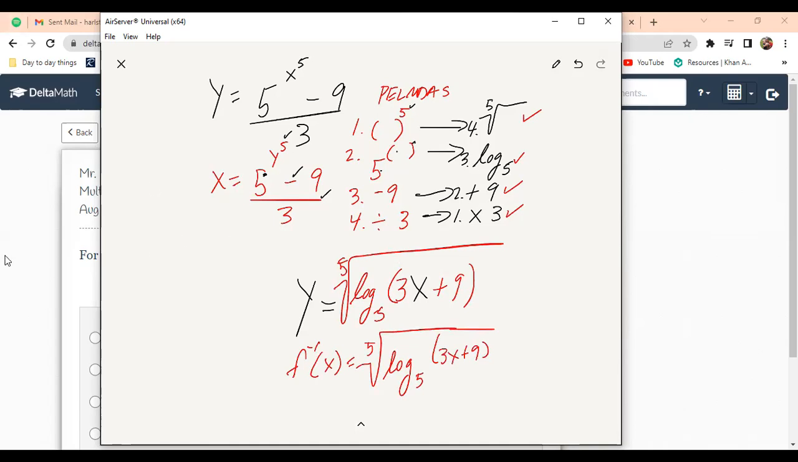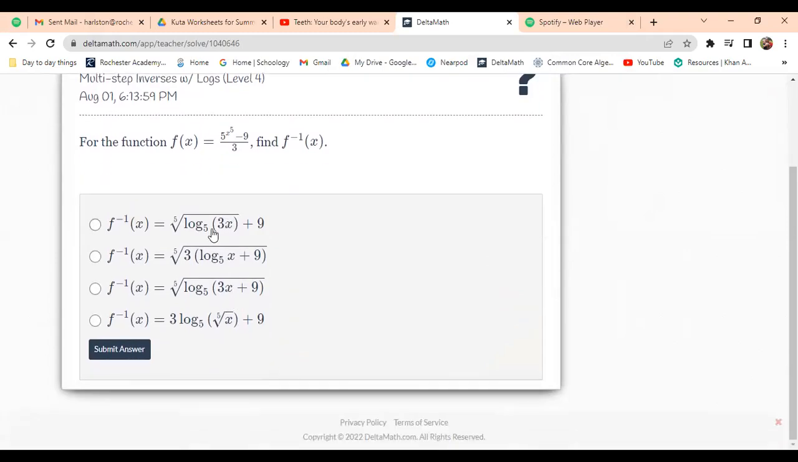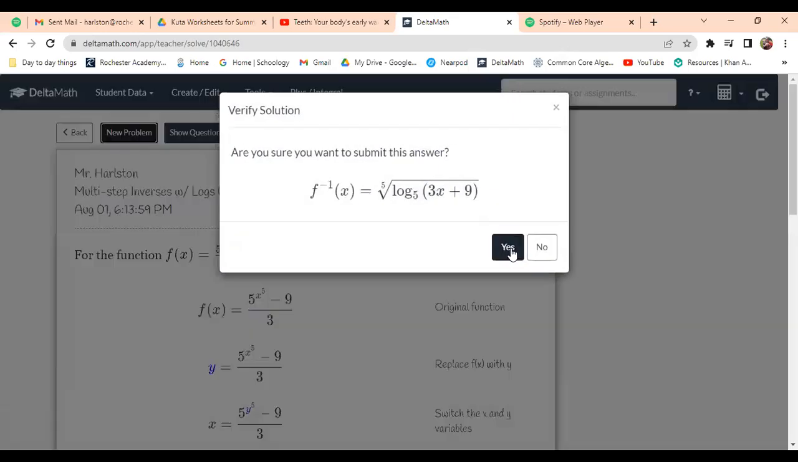Let's go see what they have here. Okay, I've got the 5th root of the log of 3x plus 9. So it's this third one. The 5th root, log base 5 of 3x plus 9. And that should be our answer.